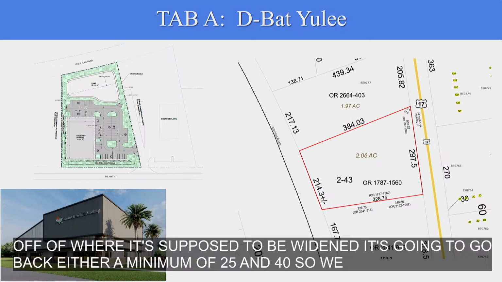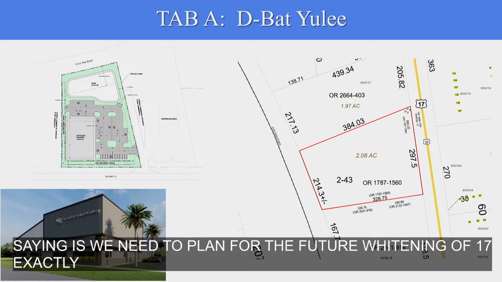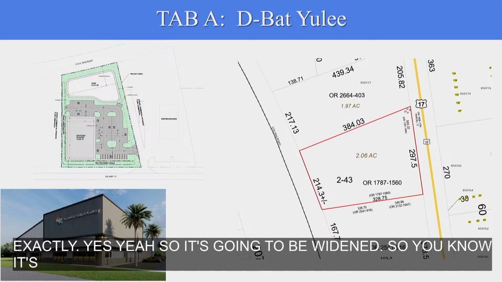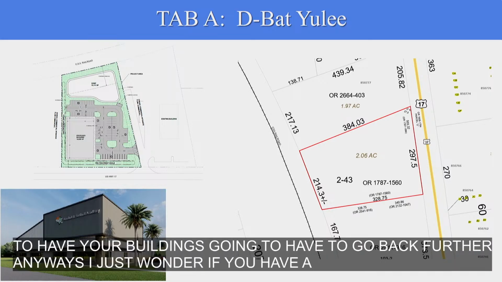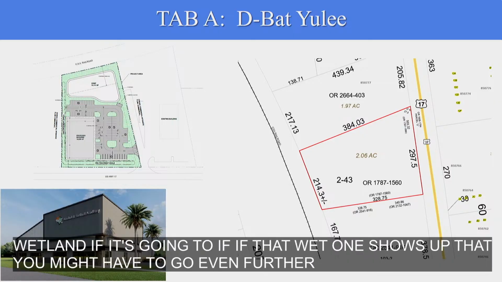So what you're saying is we need to plan for the future widening of 17. Yeah. And move the building from maybe where we have it proposed now. Exactly. Is that something that, regardless of the wetland delineation process, we might want to think about? Yes. Okay. Yeah, so two things. It's going to be widened, so you know your building's going to have to go back further anyway. I just wonder, if that wetland shows up, that you might have to go even further back. Does that make sense? Okay.